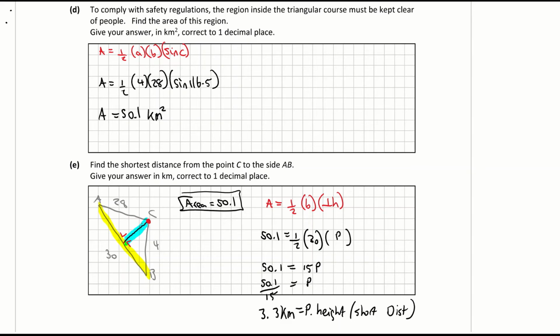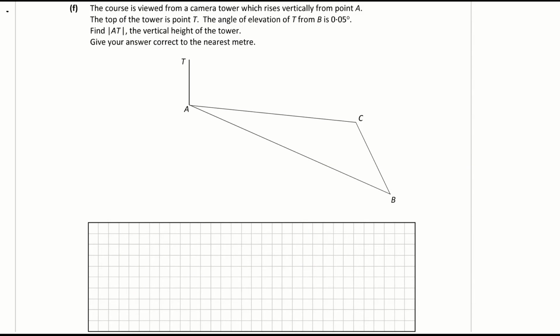And there's one last part to it, part F. The course is viewed from a camera tower which rises vertically from the point A. So this is our tower here. The top of the tower is point T. The angle of elevation of T from B is 0.05. Find the height, the distance basically, of AT, the vertical height.